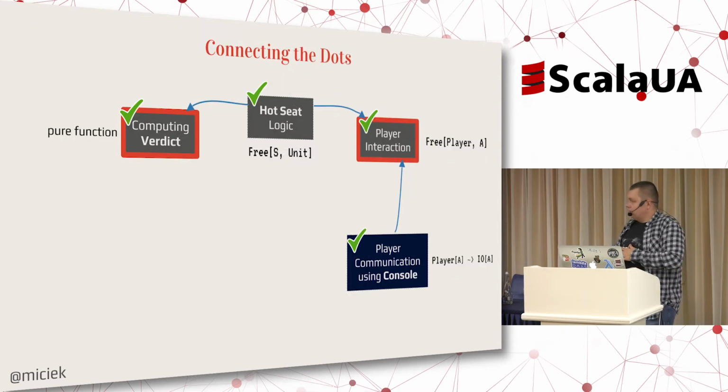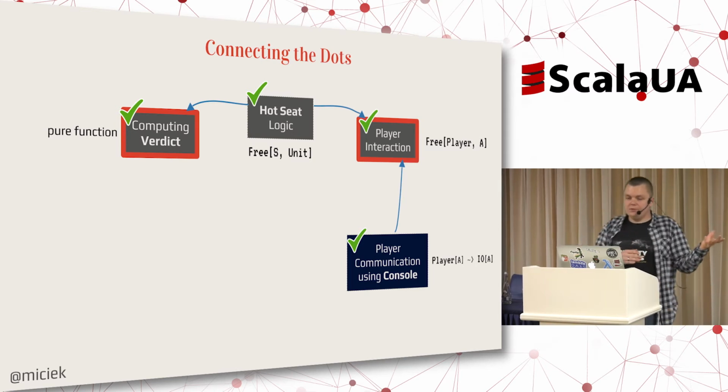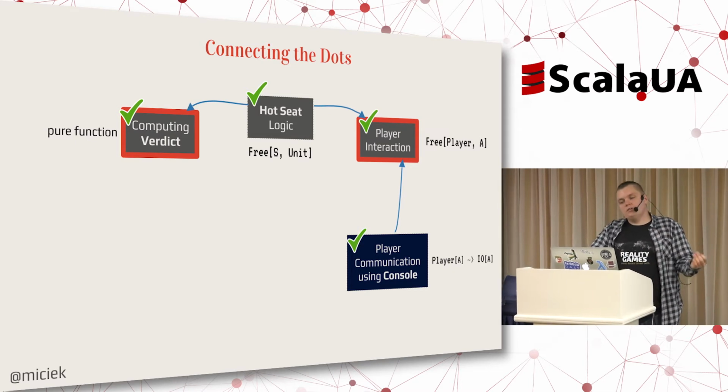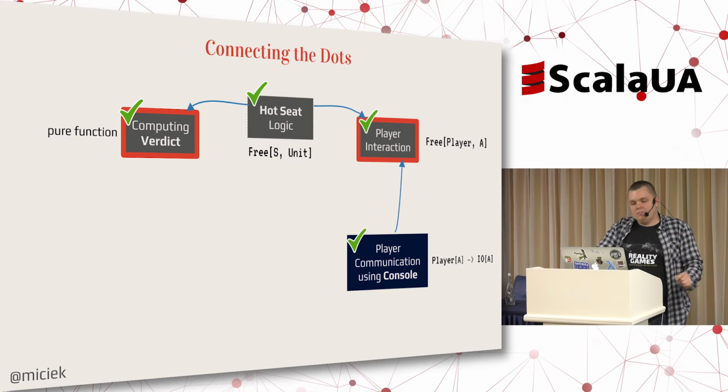And this is how it looks on the whiteboard diagram. Pure function is a separated concern. Hot seat logic is a free of S and unit. That means that this is a description of a program that uses S and returns a unit. And the player interaction uses player operations to return A, and player communication using console is an interpreter from player operations into IO. Red means that they are separated.